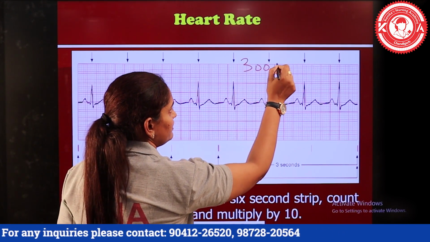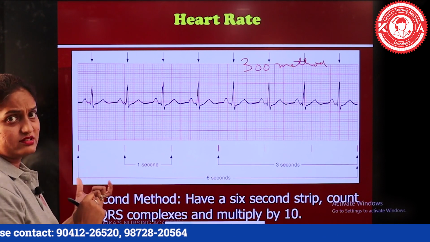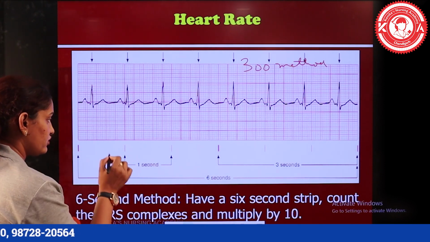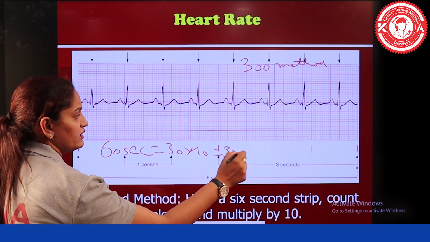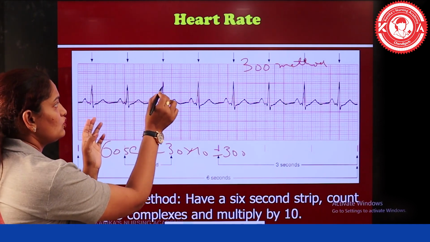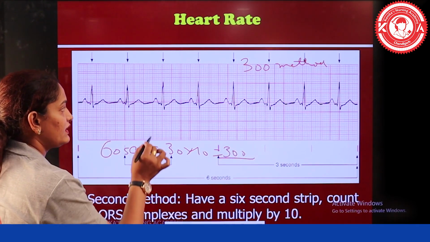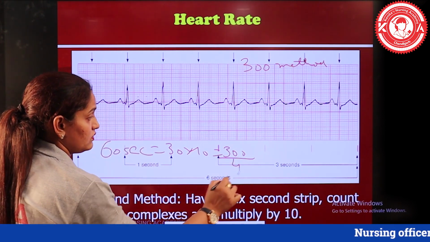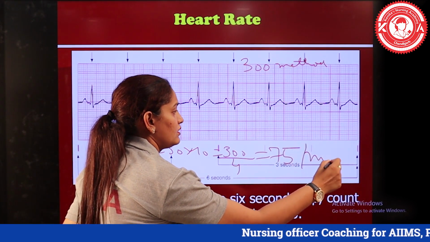The third method is the 300 method. Going back to the same point, the 6-second method had 30 large squares, and if we say it for 60 seconds, 30 into 10 will be 300. Now what we have to do is count the number of big squares within two QRS complexes, because we have calculated this 300 from the big squares, and divide this 300 by that number. So let us see: 1, 2, 3 and 4. So it will come around as 75 beats per minute.